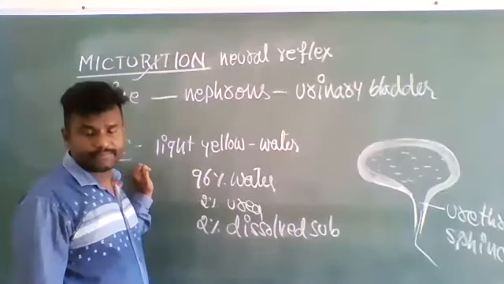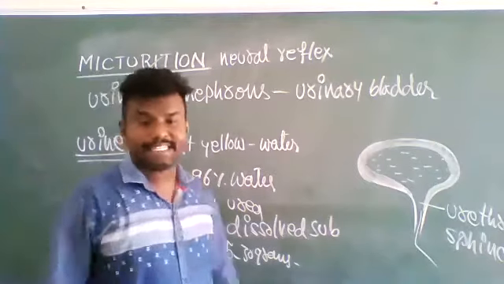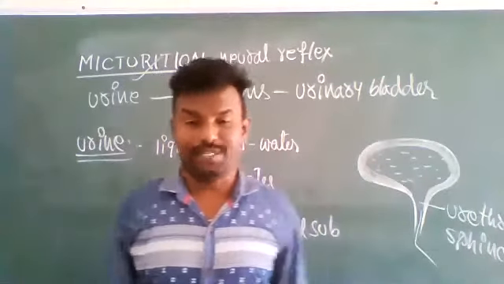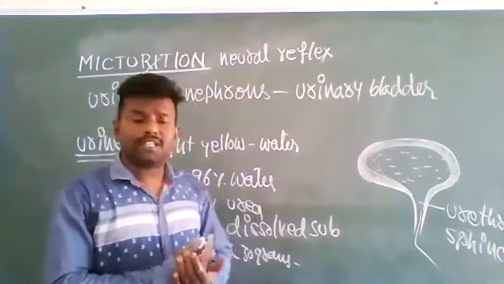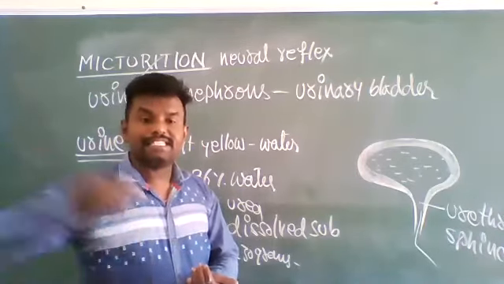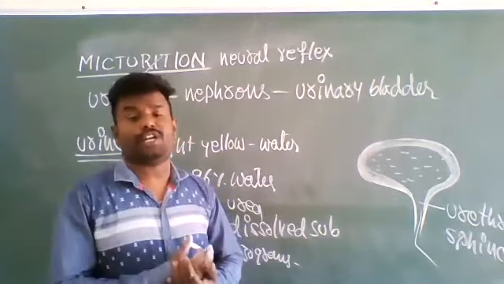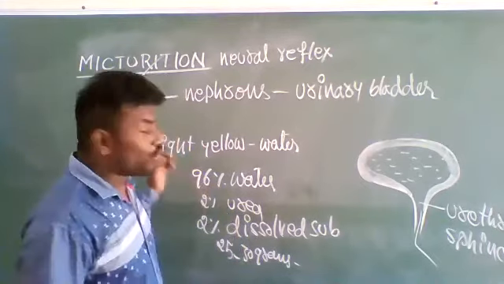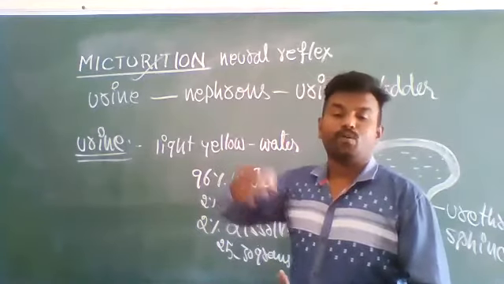On an average, per day, 25 to 30 grams of urea is excreted through urine. The quantity and composition of urine vary. Every day, we cannot eliminate the same quantity, same concentration and same composition. The composition of urine varies from one day to another.